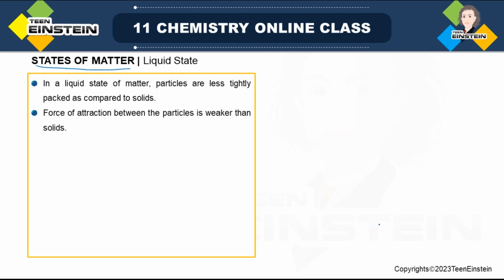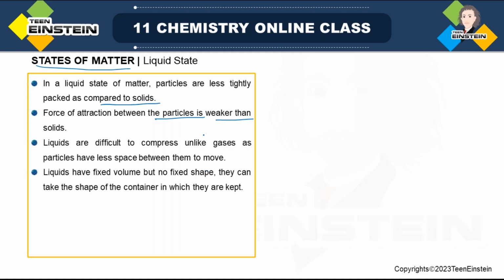So in the liquid state of matter, obviously they are less tightly packed if you compare with solid, because in solid the distance between particles is almost nil. But compared to gas, it is more tightly packed. So compared to solid, less tightly packed; compared to gas, more tightly packed. The force of attraction between particles is weaker compared to solids, so that obviously has to be true. But compared to gas, the force of attraction between particles is stronger.